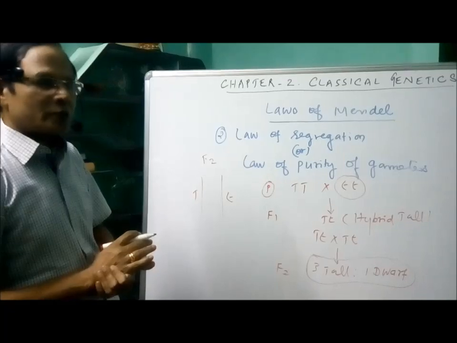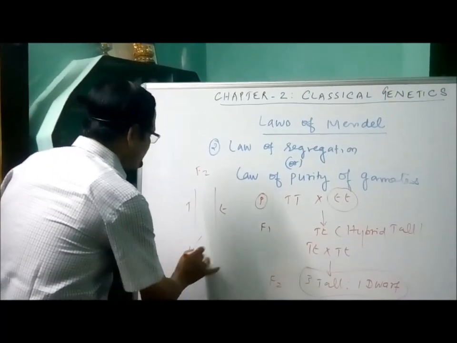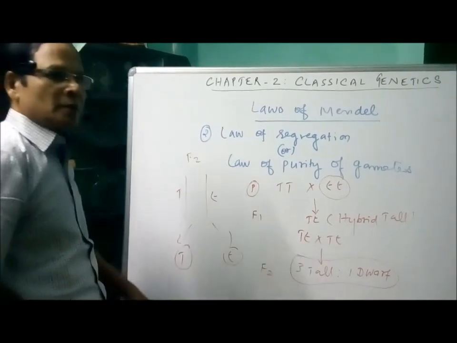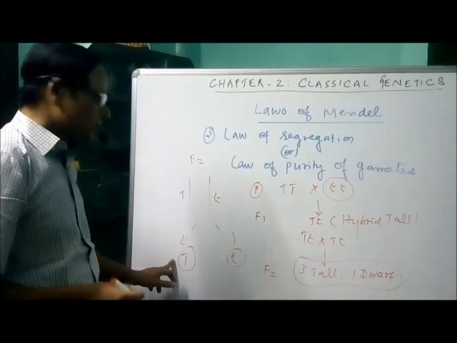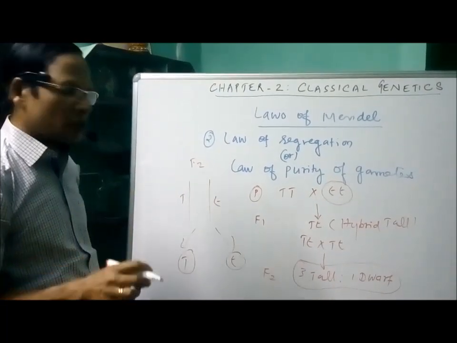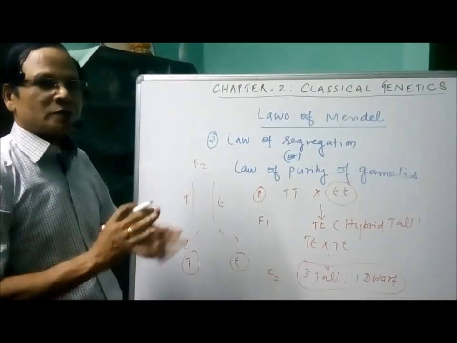During gamete formation, the two alleles of a pair segregate and separate, so that each gamete receives only one allele of that pair. This is only one gene of that pair. This is called the law of segregation, the meaning being separation.